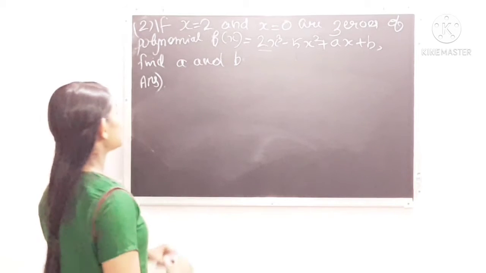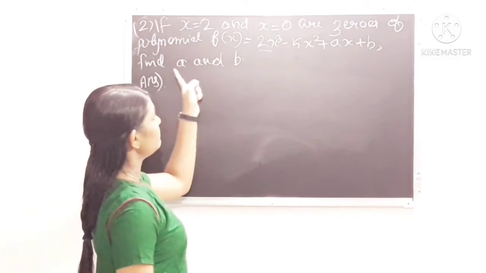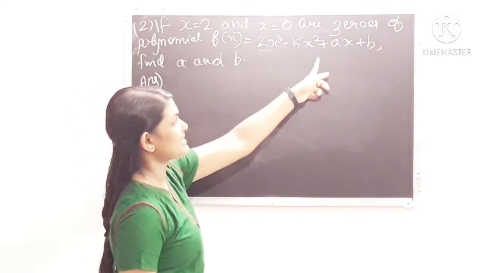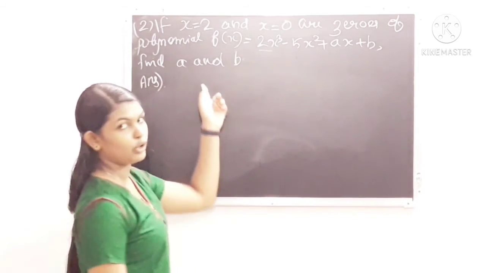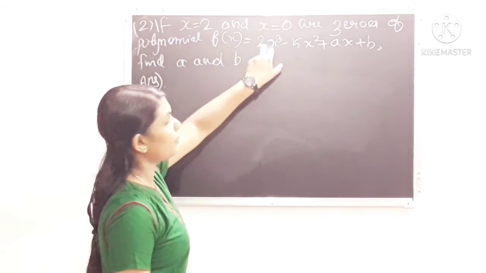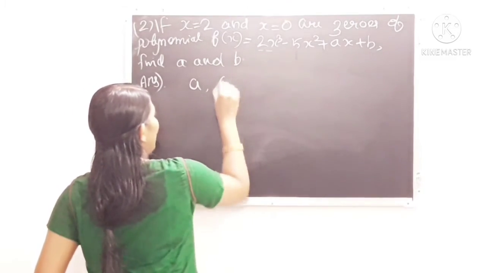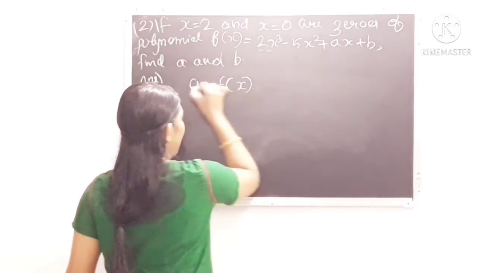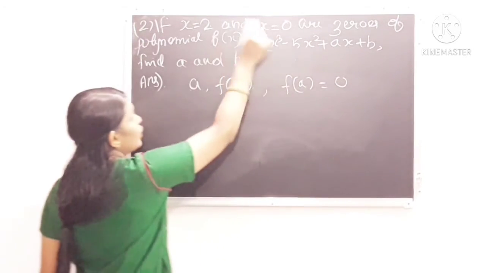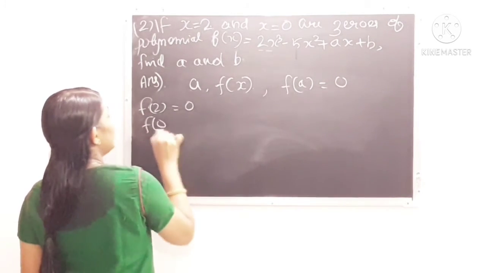Now we can discuss the second question. The second question is, if x is equal to 2 and x is equal to 0 are the zeros of the polynomial f of x is equal to 2x cube minus 5x square plus ax plus b, you have to find the value of a and b. x is equal to 2. അതായത് 2 ഉം 0 ഉം ഈ ഒരു പോളിനോമിയലിന്റെ 0 ആണ് തന്നിട്ടുണ്ട്. So if a is the zero of the polynomial f of x ന്റെ 0 ആണ് a എങ്കിൽ then f of a is equal to 0. ഇവിടെ a യുടെ സ്ഥാനത്ത് തന്നിരിക്കുന്നത് 2 ഉം 0 ആണ്. എന്ന് വെച്ചാൽ f of 2 ഉം 0 ആയിരിക്കും, അതുപോലെ തന്നെ f of 0 ഉം 0 ആയിരിക്കും.